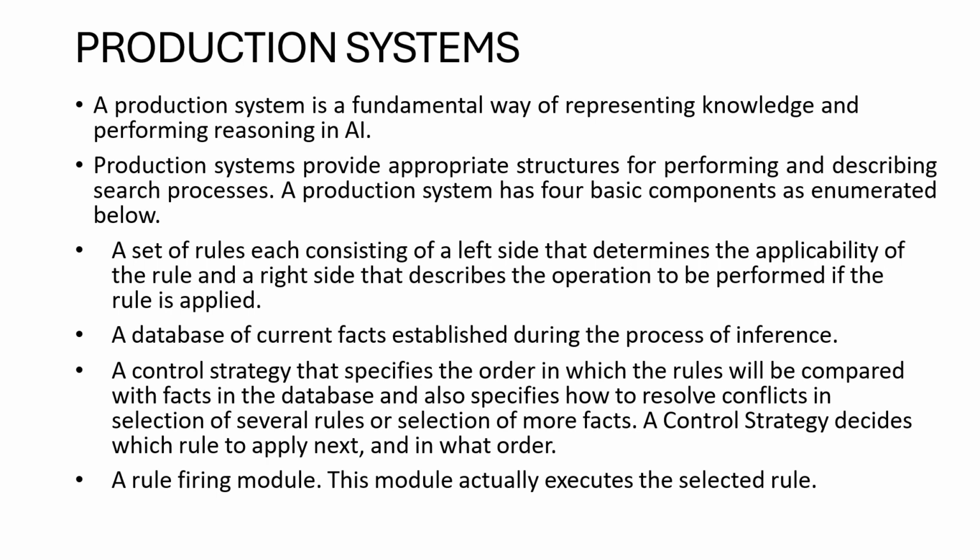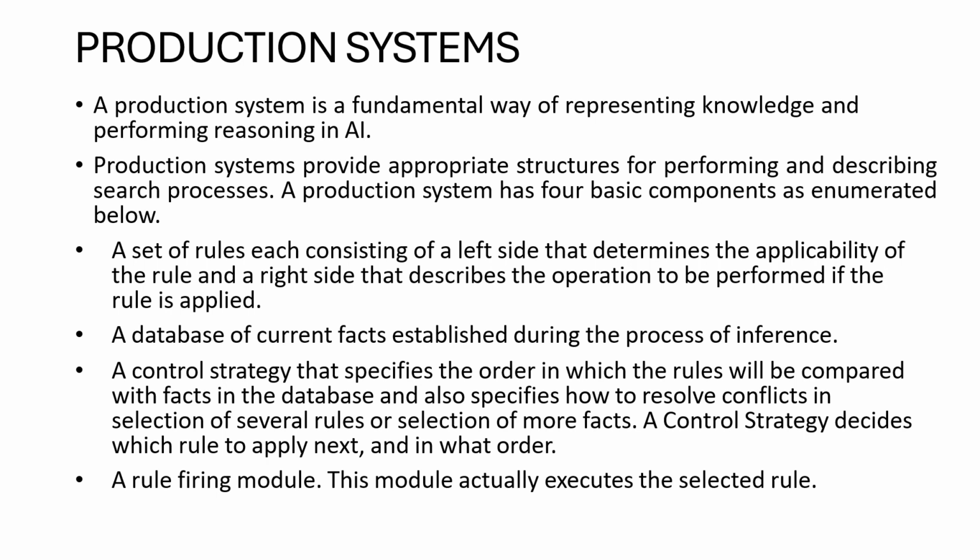For example, we can say that if traffic light is red, then stop vehicle. So traffic light is red is the condition, and the corresponding action is stop vehicle. So rules represent the knowledge of the system. So a set of rules consists of a left side that determines the applicability of the rule, and a right side that describes the operation to be performed if the rule is applied.